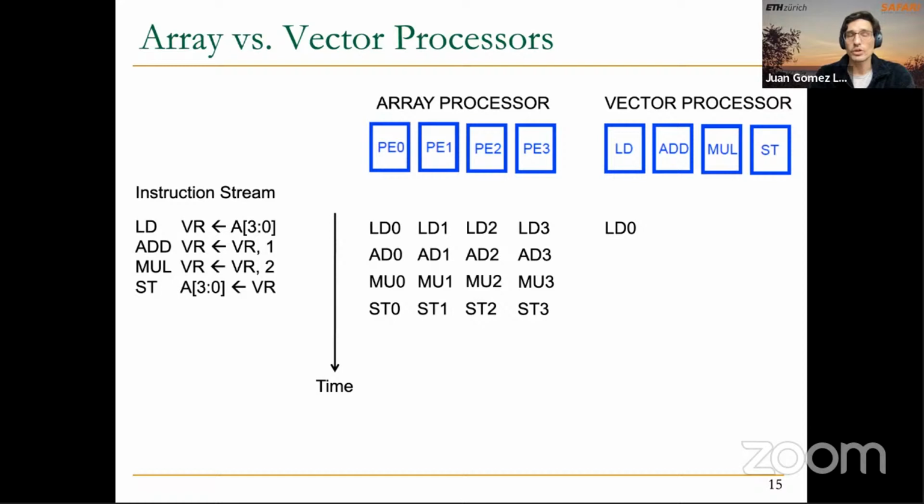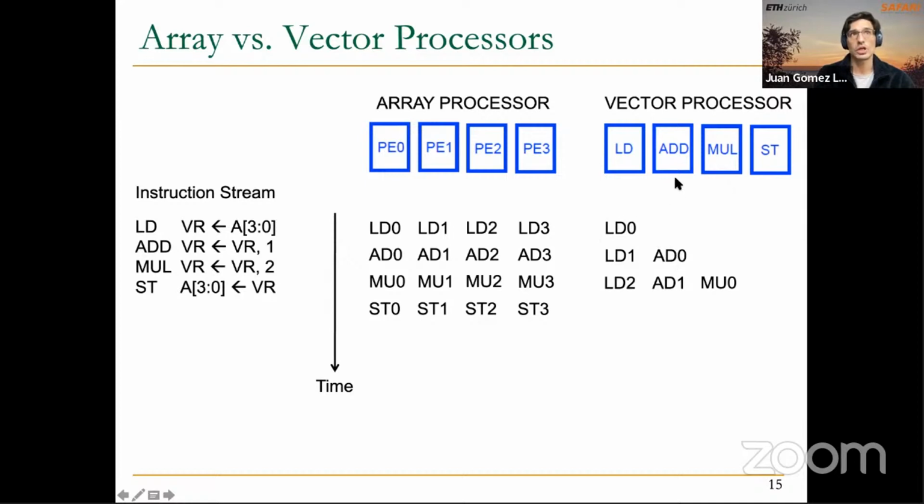On the other hand, for the vector processor, notice that we only have a single load unit. What that means is we can fetch one element of array A every cycle. So in the first cycle, we load element A0, in the second cycle element A1, and in the third cycle element A2. But notice as well that at the same time, we can start the execution on the other units. Right after the load, we have to execute the vector add.